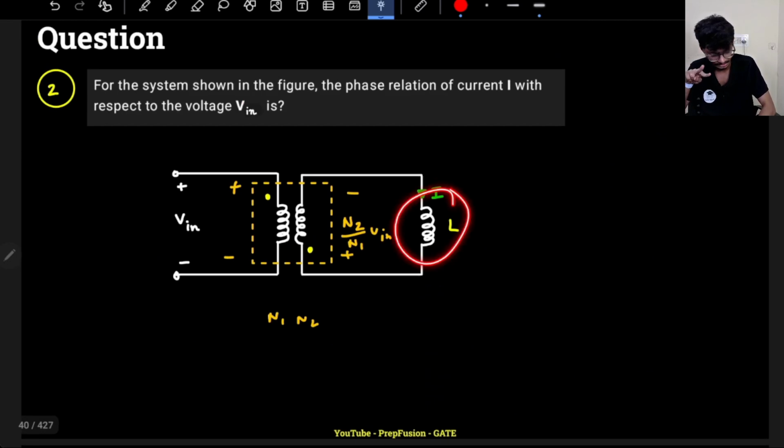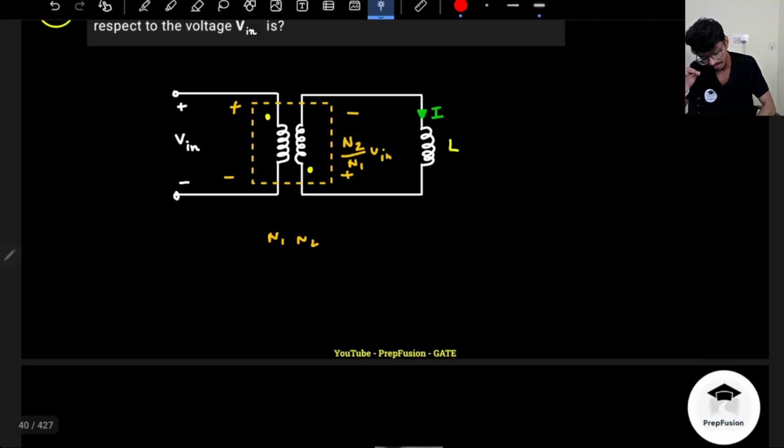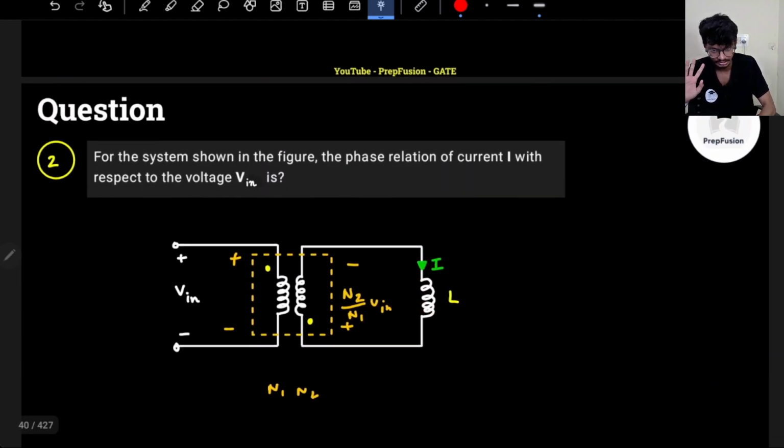Although there is an inductive circuit here, it depends on the polarities. If I would have swapped it, if the dot was here, then the answer would have been opposite. It would have been I lags Vin by 90 degrees. But as the dot is here, the given current, whatever direction of current they have given me, leads the Vin voltage by 90 degrees. So these are all reference directions given to me. But internally I know that the inductor current will always lag the voltage by 90 degrees. That much I know. Okay.